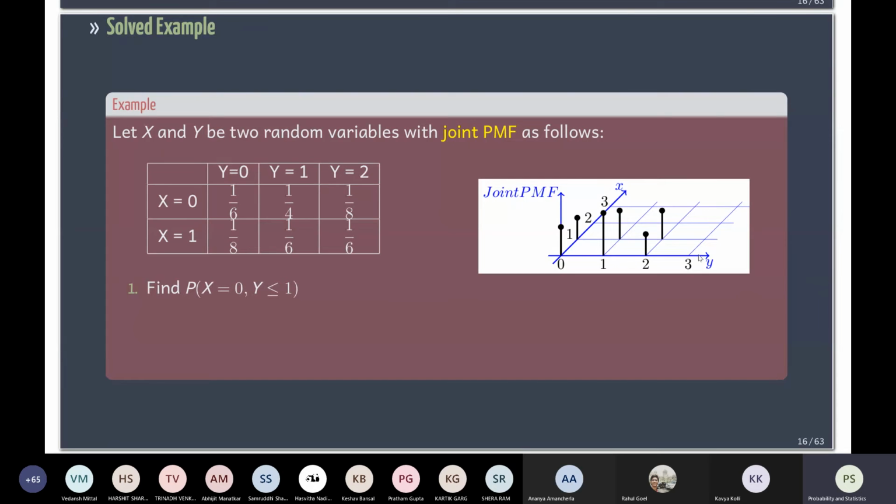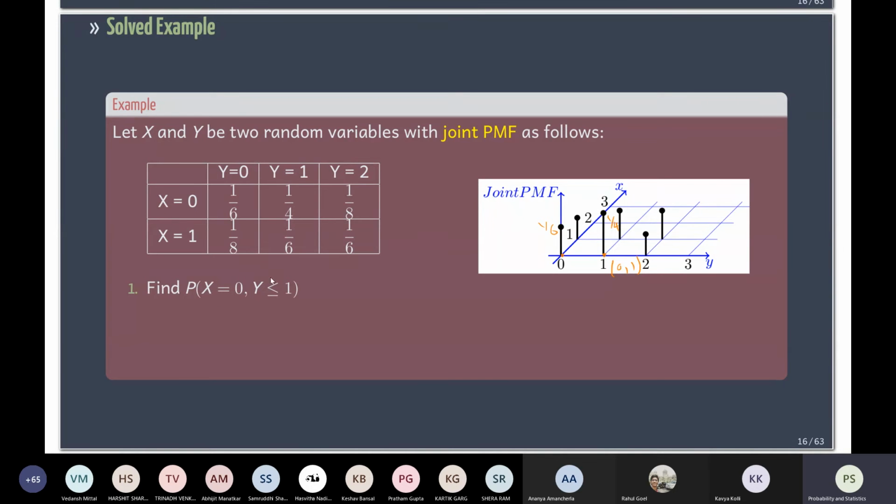Now we are going into R2, right? So if it is (0, 0), let us say, then the height is 1/6. If it is (0, 1), so x is 0 and y is 1, so this is the point (0, 1), the height will be 1/4. So this height is 1/4 and so on. So we can plot it like this. Now it will look like a surface. A surface plot, in this case a discrete lattice.